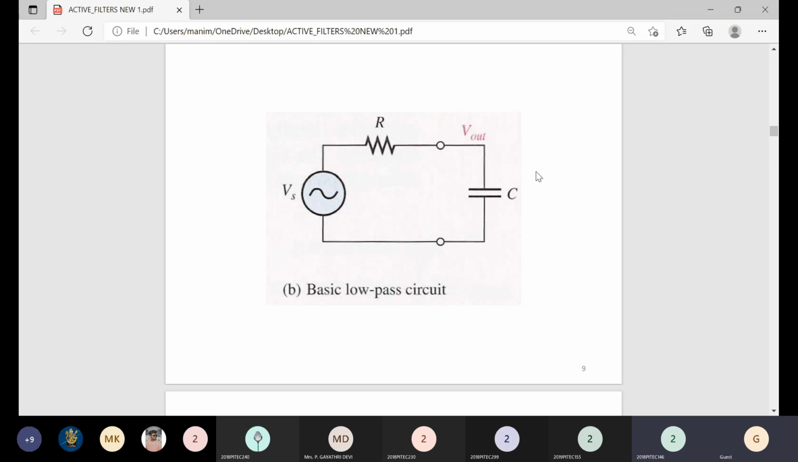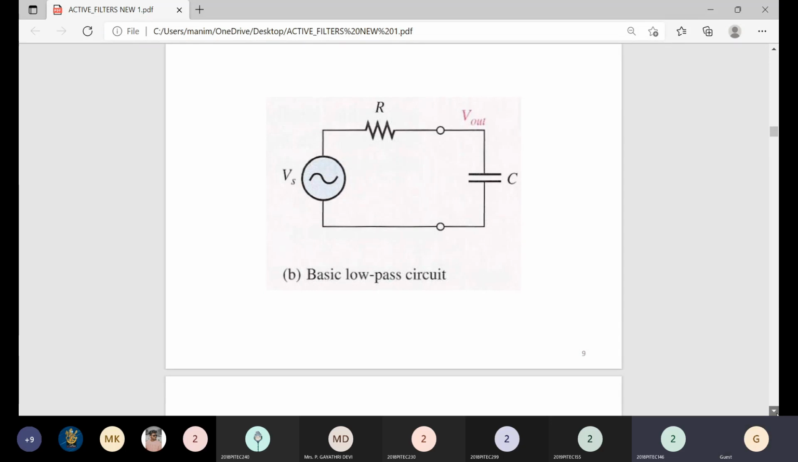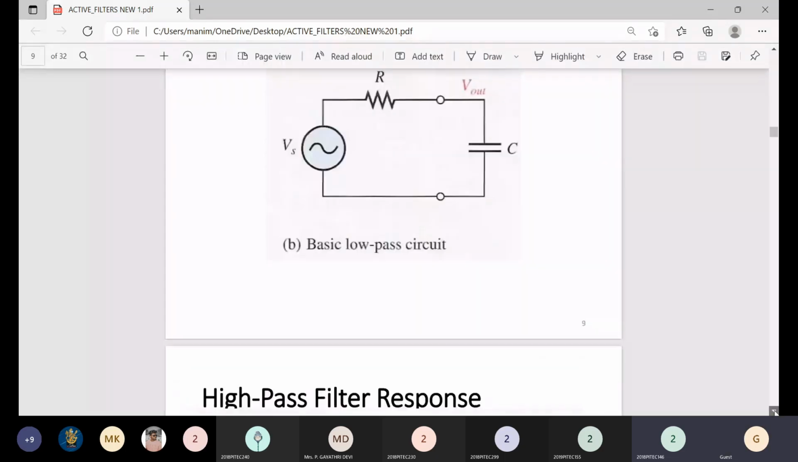Okay, so we are going to restore or control the loss of the signal by using amplification, right? So by using the amplification, we go for the active filter, right? So this is for the low pass filter circuit. Okay.